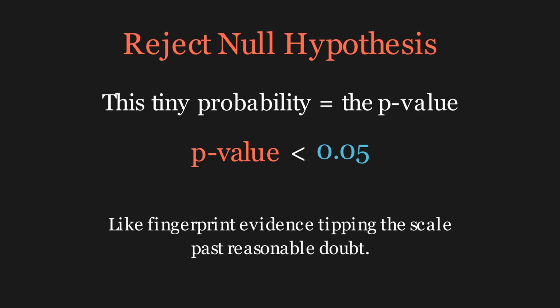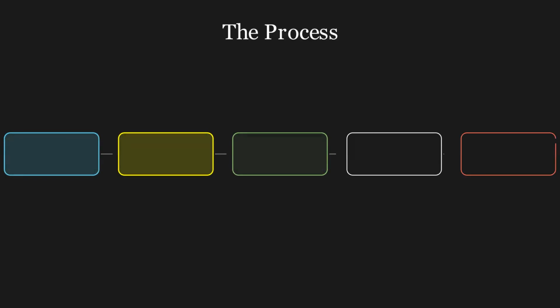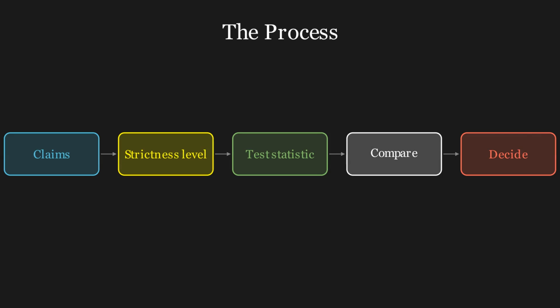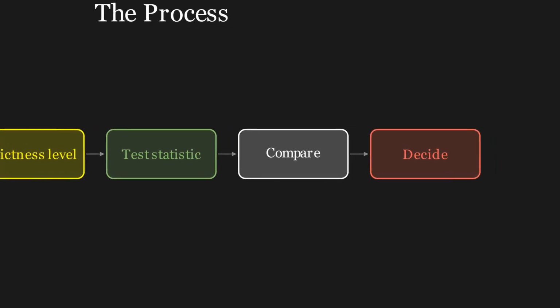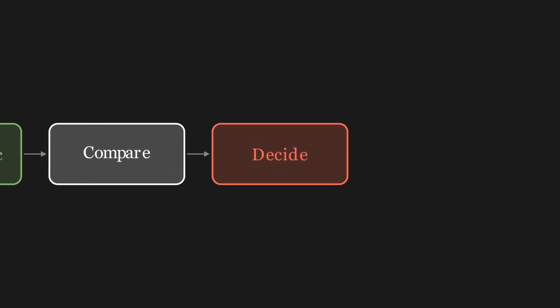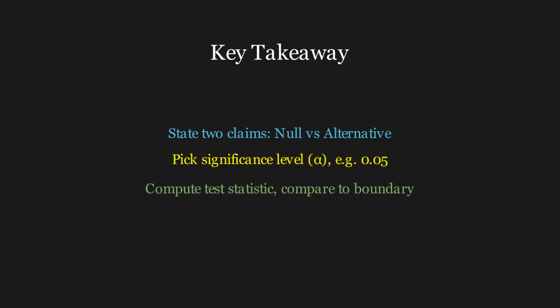So here's the whole process in one breath. State your two competing claims. Pick how strict you're being, measure how far your data strays from the claim using a standardized score, and check if that score crosses into the rejection zone. If it does, the evidence says something real is going on, not just random luck. The key insight to remember: hypothesis testing never proves anything with total certainty. It just asks, how surprising would this data be if nothing unusual were happening? And if the answer is very surprising, we side with the alternative.